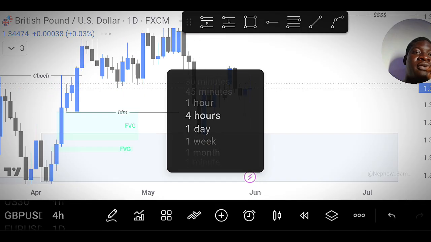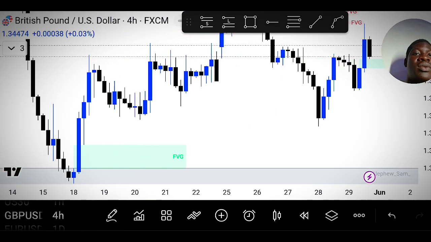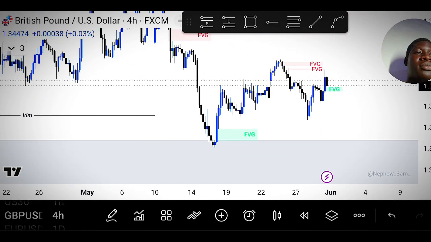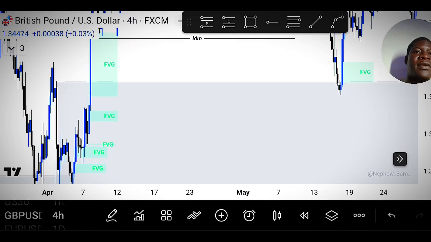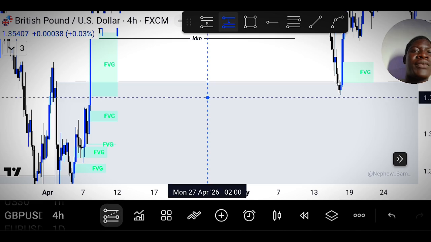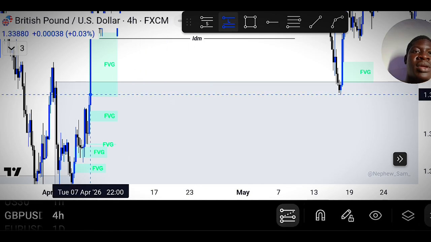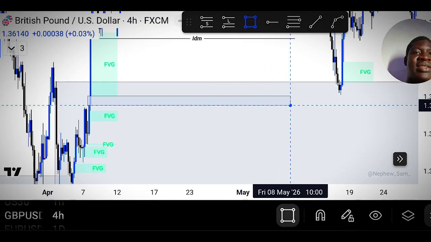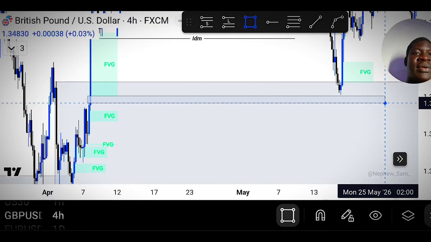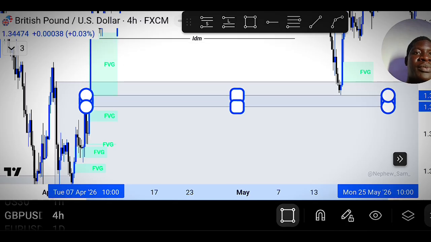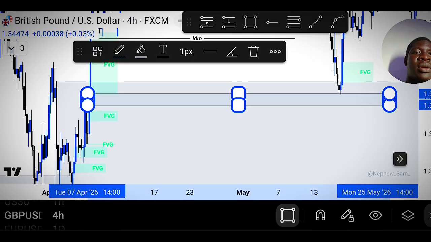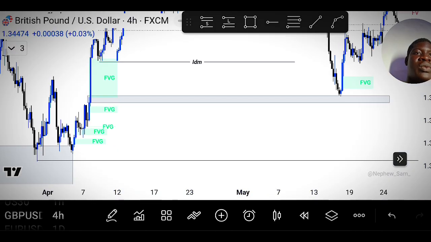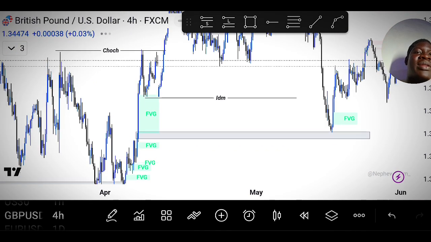So let's move to the 4-hour time frame. Now this is our 4-hour time frame. If you check this 4-hour time frame, you are going to see that our analysis aligns with the 4-hour time frame also.